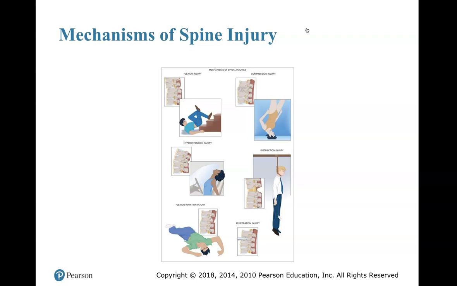On the left, you see flexion injury, where the spine flexes as he falls down the stairs. A hyperextension, maybe from a rear end crash, is what it's showing you there. And then a flexion rotation, where not only is the spine flexed, but it's also rotated. Then you see compression, diving into the pool, hitting your head at the bottom, compressing the spine together.